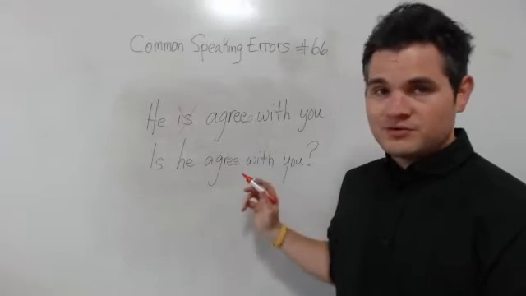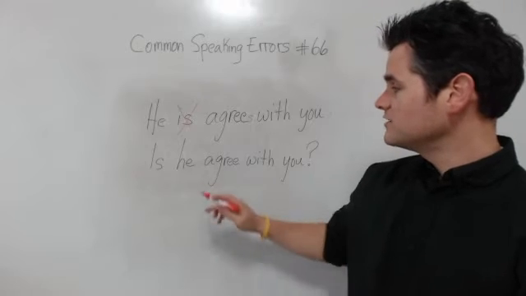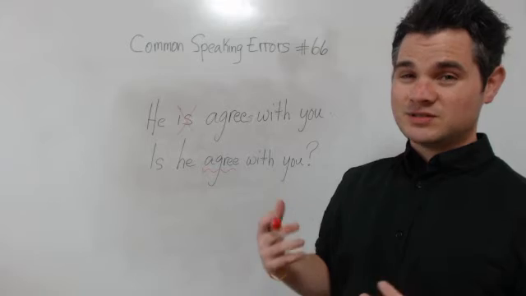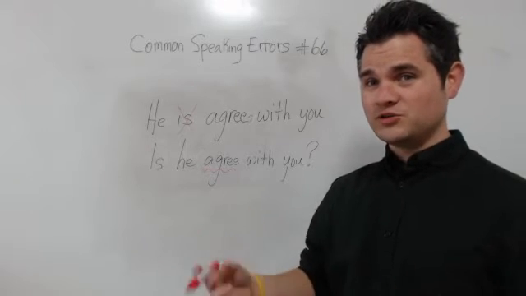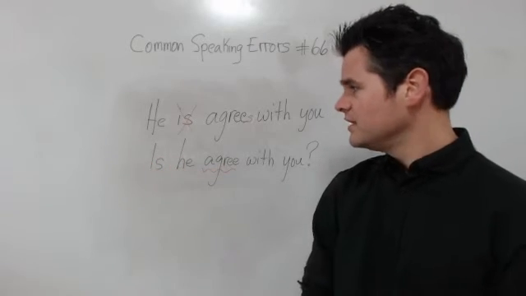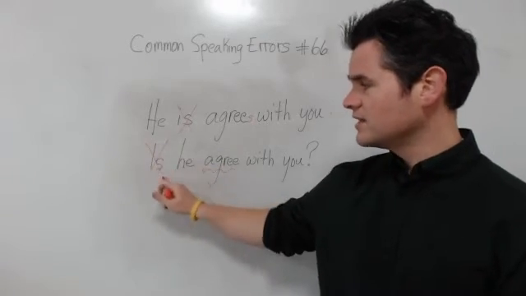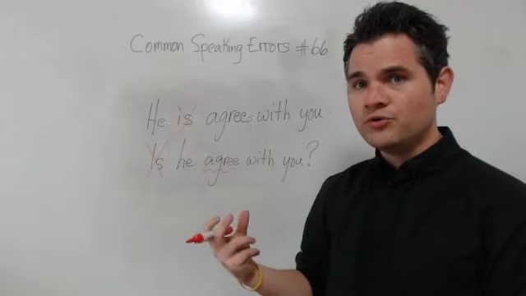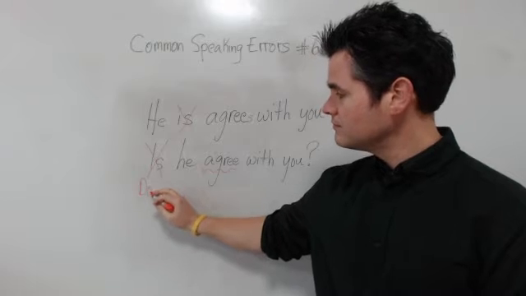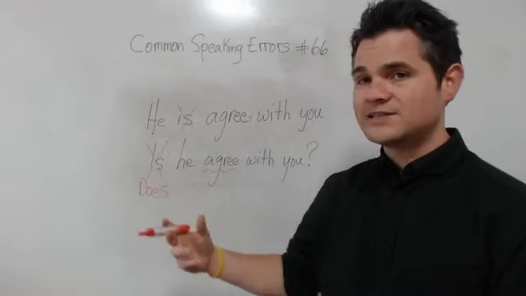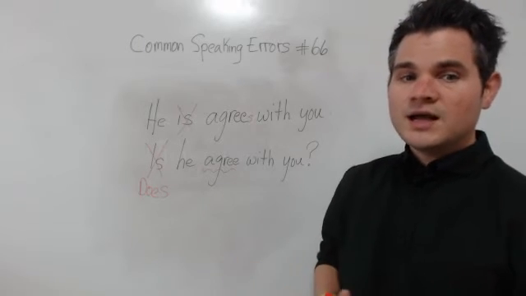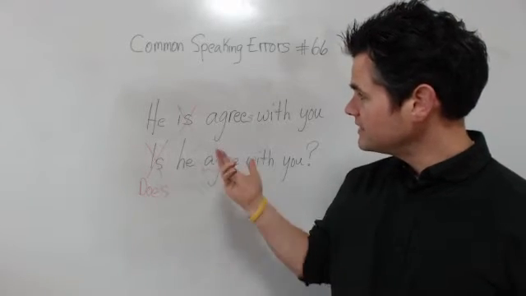Now, "is he agree with you?" This would not be correct either because we are describing an action, agree. In this case, we need to use the present simple form of do, which represents a general action. So we need to get rid of "is," and the form of do that we use with he or she is does. So: does he agree with you? Does he disagree with you? That's how you would do it.